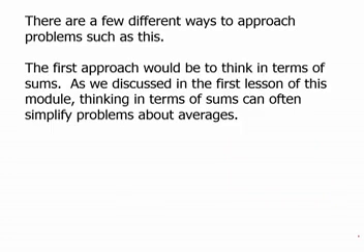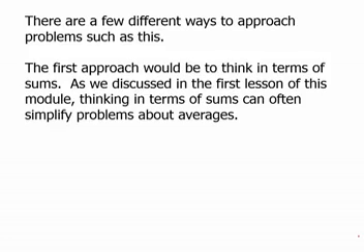There are a few different ways to approach a problem such as this. The first approach would be to think in terms of sums. As we discussed in the first lesson of this module, thinking in terms of sums can often simplify problems about averages. And it's very important to remember, we can't add averages, we usually can't average averages, but we can add sums. And if we know the sum of one group and the sum of the other group, all we have to do is add them and we'll get the sum of the whole group.